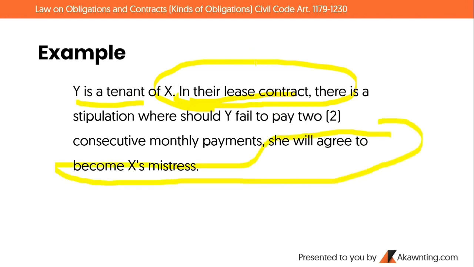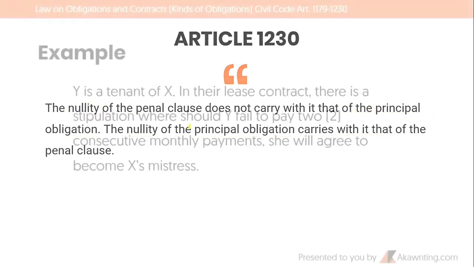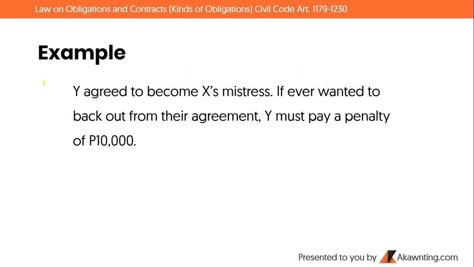Okay? So, the principal obligation is valid. However, the penalty clause is invalid by reason of being contrary to morals. Tama? Okay. So, therefore, ang invalid lang dito yung penalty. Okay? Pero valid pa rin yung obligation. Okay? So, yun. Sabi dito, the nullity of the penalty clause does not carry with it that of the principal obligation. Okay? Pero baliktarin natin.